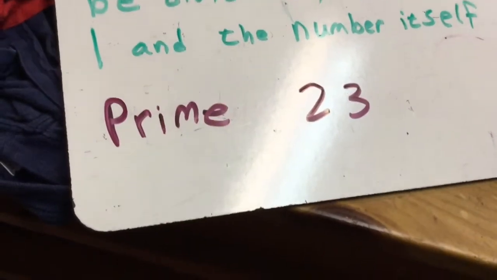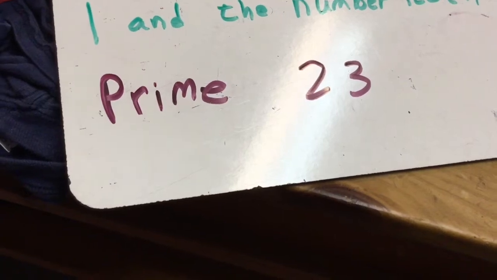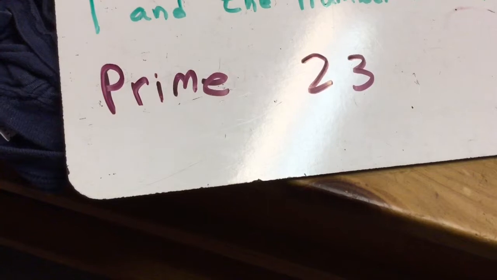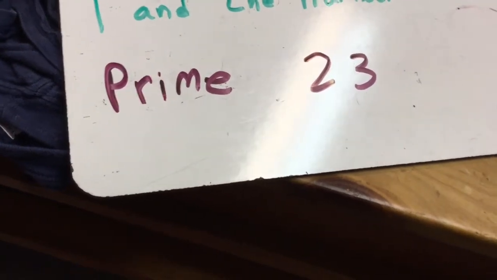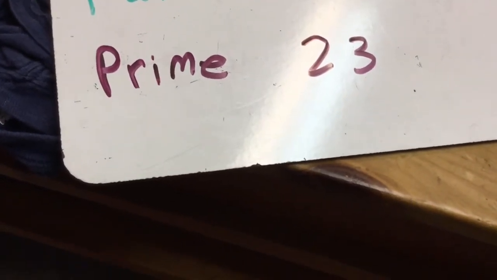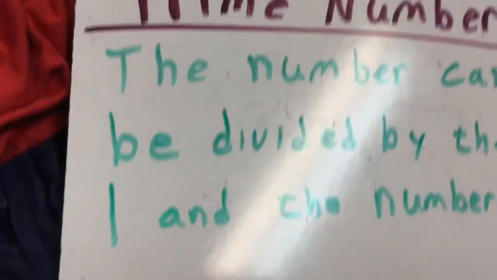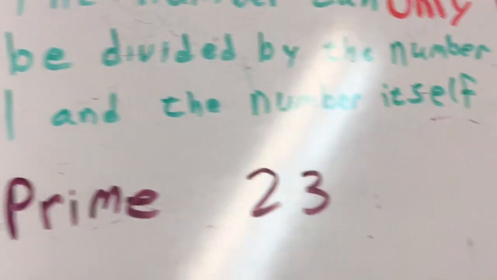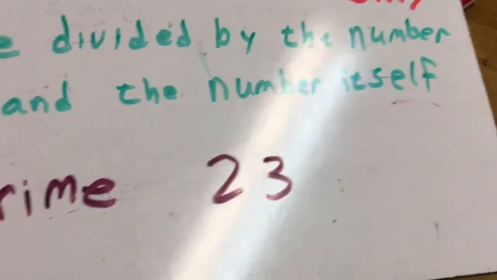Let's try another prime number. There are lots of prime numbers, by the way. I'm not going to show them all to you today, but I'm going to show you how and why it is a prime number. 23 is a prime number. Why? Because you can only divide 23 by 1 and 23, which is the number itself.